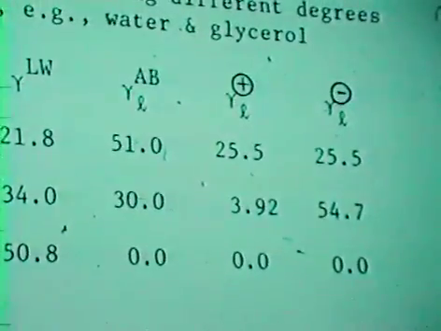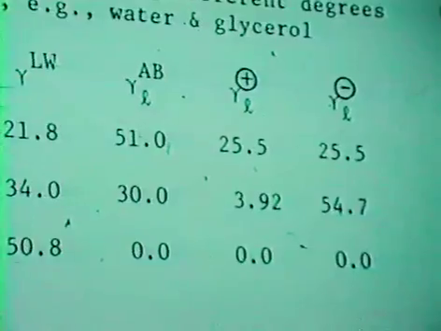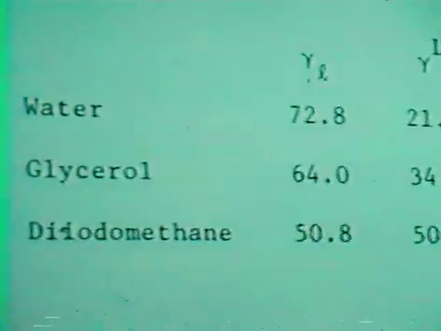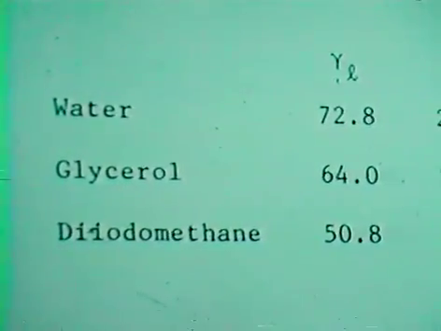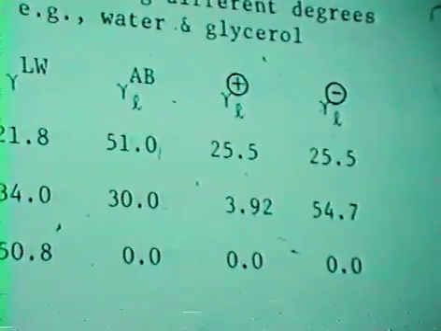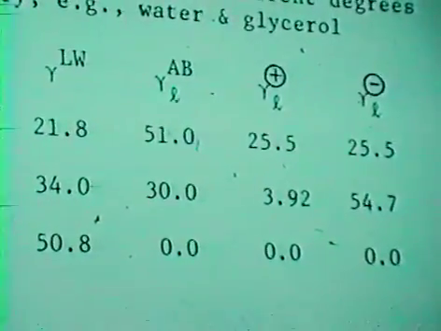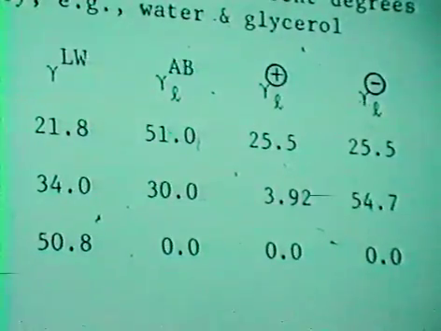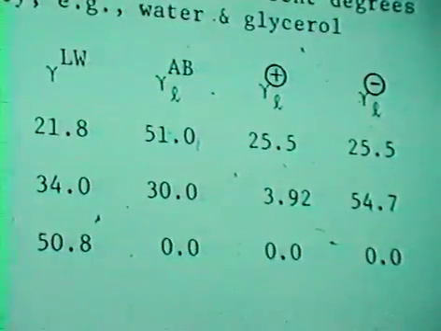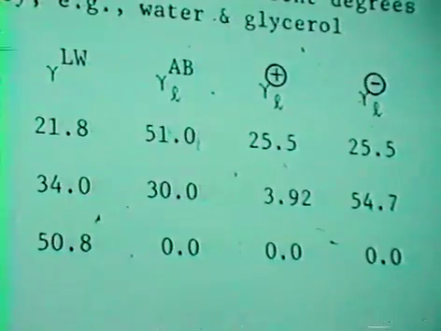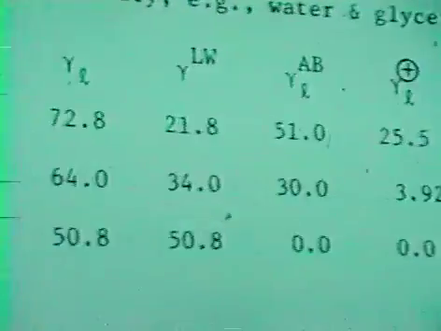This is a convention that we have to set up because we can't get absolute values of the gamma plus and gamma minus. We have to have all of our calculations based on the convention that the gamma plus and gamma minus are the same for water. We could set up the convention in other ways.